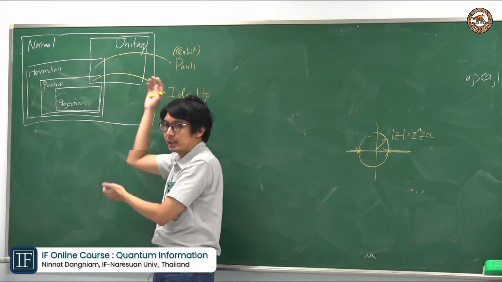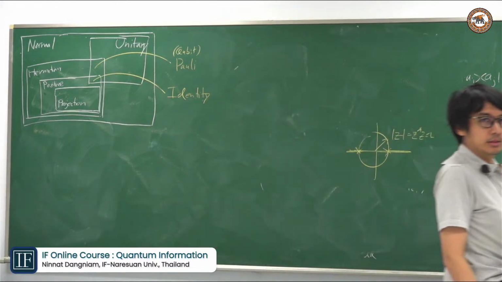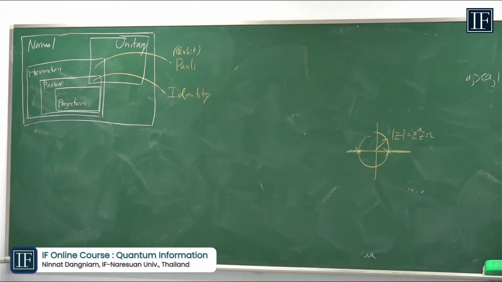And beyond this big square, nothing is diagonalizable. It's diagonalizable if and only if the operators are normal.